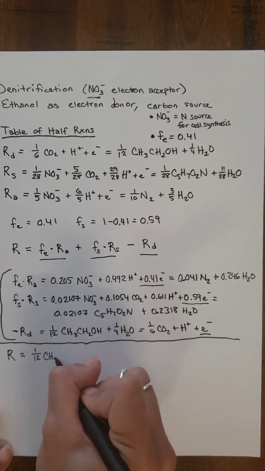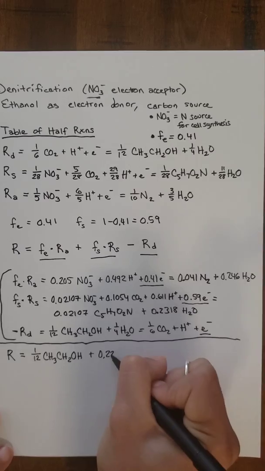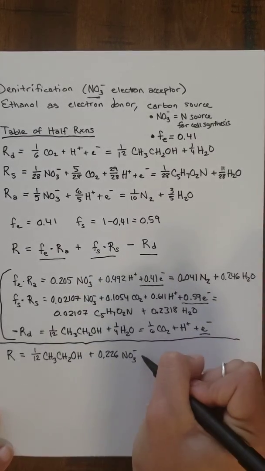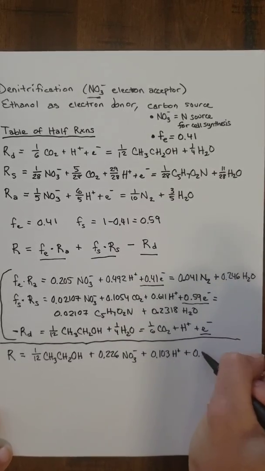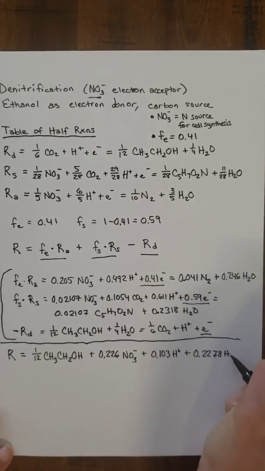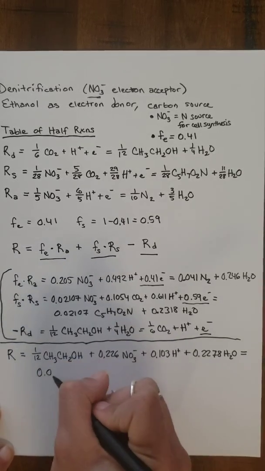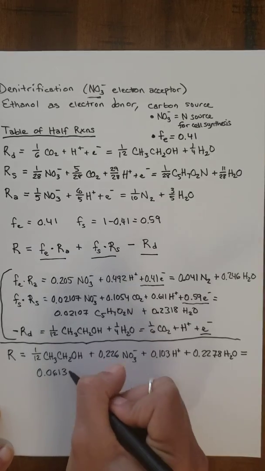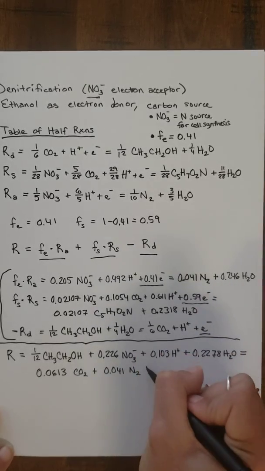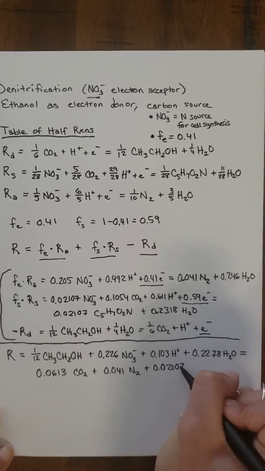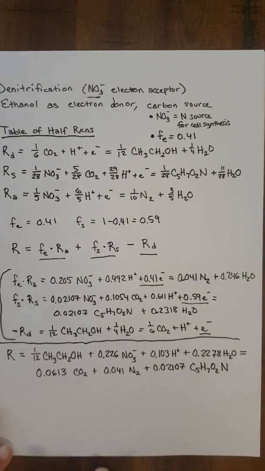So we'll have 1/12 of our ethanol plus 0.226 nitrate plus 0.103 proton plus 0.2278 H2O, and that all goes to 0.0613 CO2 plus 0.041 nitrogen plus 0.02107 C5H7O2N. All right, so this is our overall final equation.